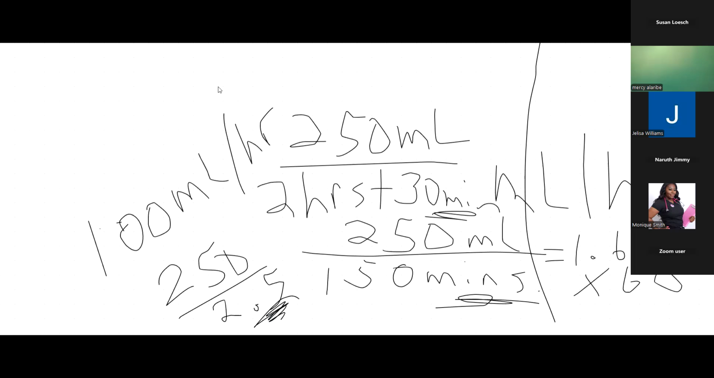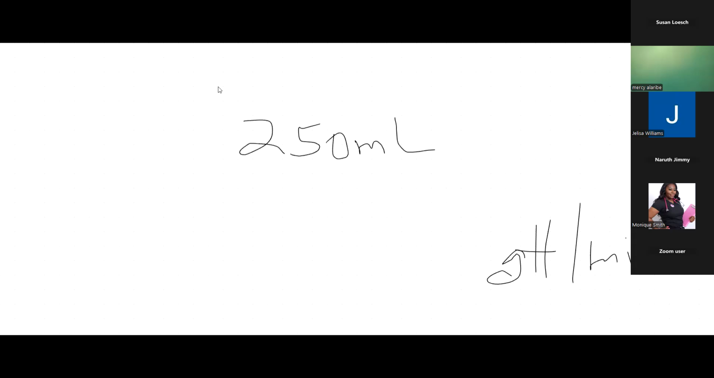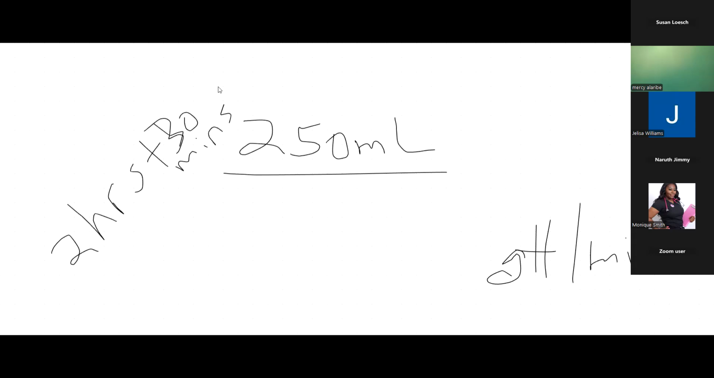Let's just stay here for a minute. So we had a drop factor of 10 for this problem. Now we can go back to our original. Here we're going to calculate our drops per minute. So we had 250 mLs because we needed our total volume still. Our total time in minutes was 2 hours plus 30 minutes, and we said that was a total of 150 minutes, correct? Yes. And then our drop factor was 10.